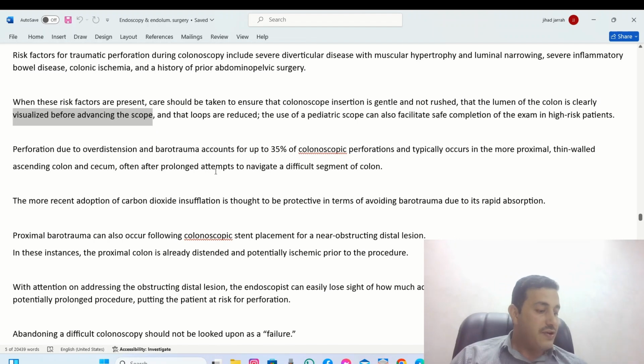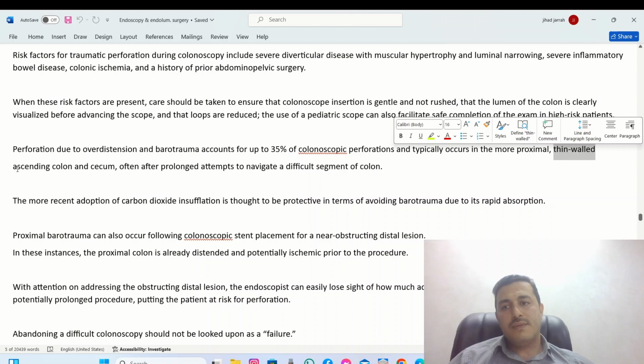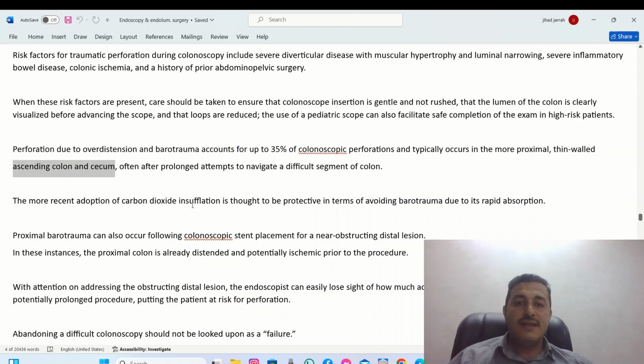Okay, the other type of trauma, we said the barotrauma or over distension, which mainly occurs not in the distal bowel or the rectosigmoid or the sigmoid, it occurs in the proximal bowel, in the ascending colon and the cecum, as we have a thin wall in the ascending colon and cecum.